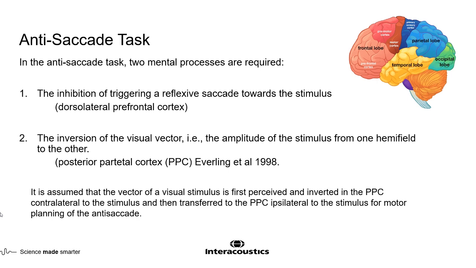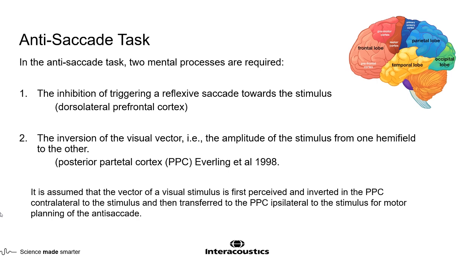Now, the second aspect of the anti-saccade task is inversion of the visual vector, as in you have to generate an amplitude of the stimulus from one hemifield to the other, and that's a function of the posterior parietal cortex. If you have a pro-saccade target that appears on the left, your right dorsolateral prefrontal cortex has to inhibit the saccade to the left. It has to talk to the posterior parietal system, which must then talk to the opposite frontal lobe, which must talk to the left frontal eye field to generate a saccade to the right. So clearly there's a lot more brain integration involved in that process.